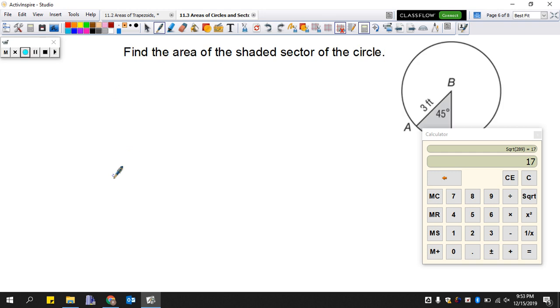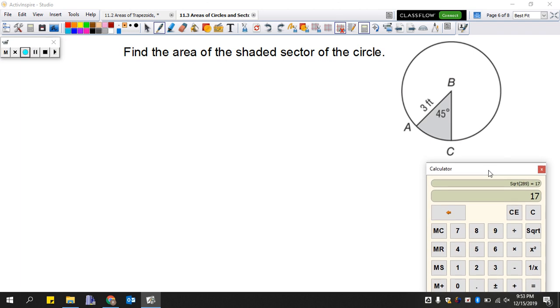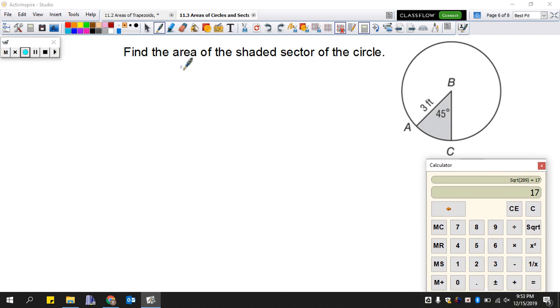All right. Now we're going to talk a little bit about finding the sectors. If we look here, find the area of the shaded sector of the circle. If you remember, the sector area is equal to x over 360 times pi times the radius squared.